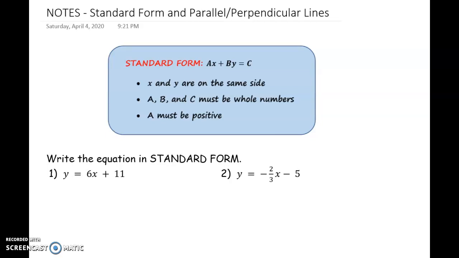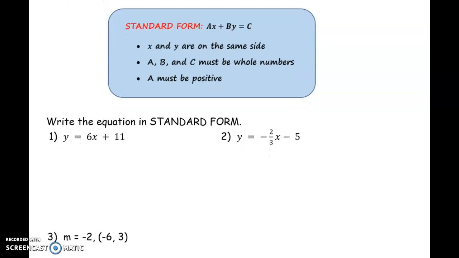So today I'm going to review two things that we learned about before we left school, which were writing equations in standard form and writing equations of special lines for parallel and perpendicular lines. So in that little bubble at the top, you see the three key features that we reviewed with standard form. X and Y are on the same side. A, B, and C must be whole numbers, and the A number, or the number in front of X, should be positive. And so I'll keep it up there as we work our way through.